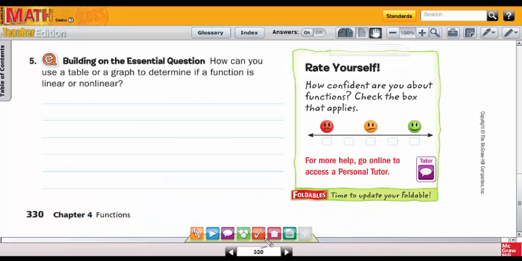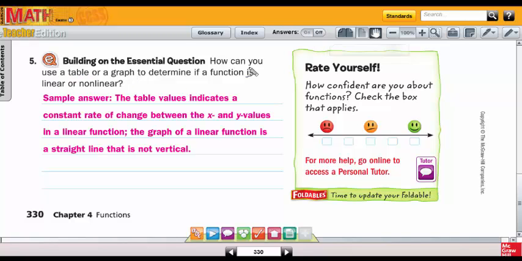Nonlinear. Problem number 5, building on the essential question. How can you use a table or a graph to determine if a function is linear or nonlinear? And we're going to go the easy way here and talk about this answer that was in the answer key. The table values indicate a constant rate of change between the x and y values in a linear function.